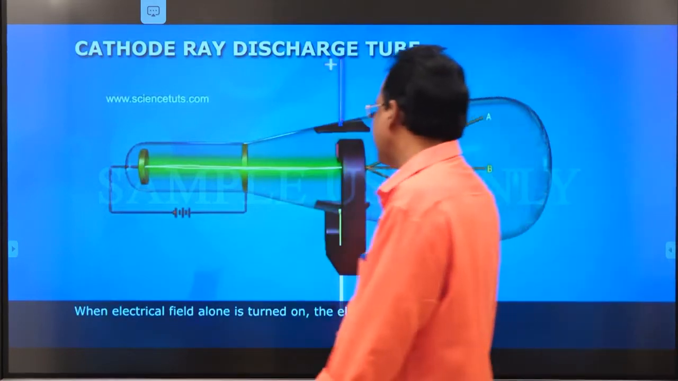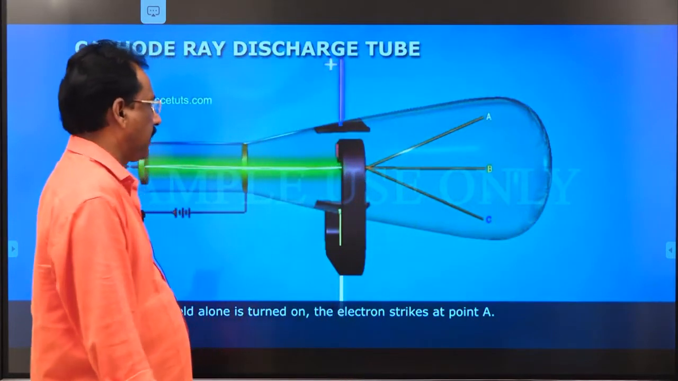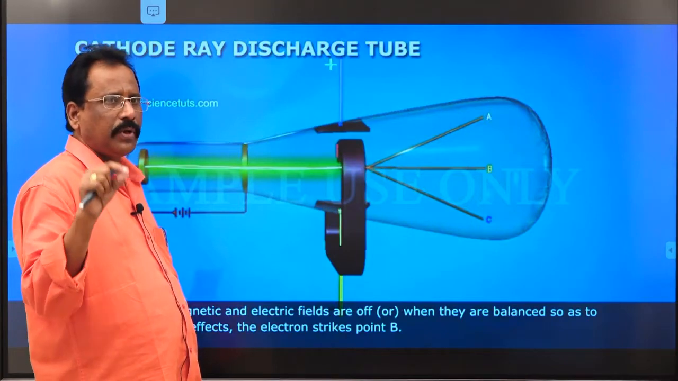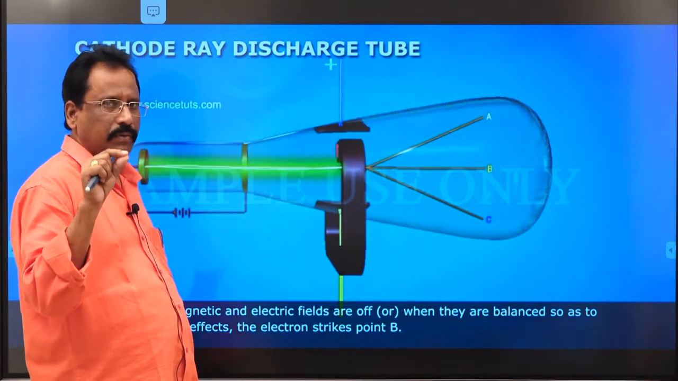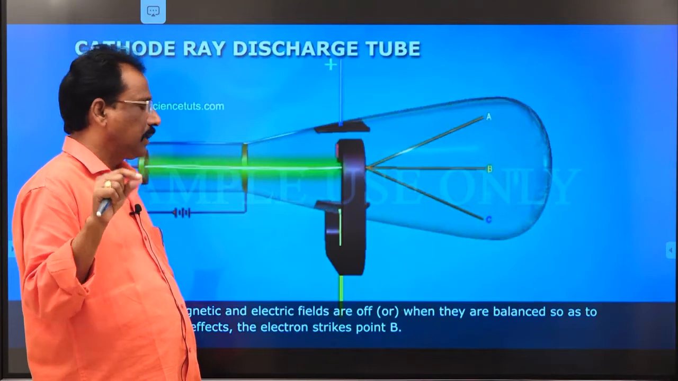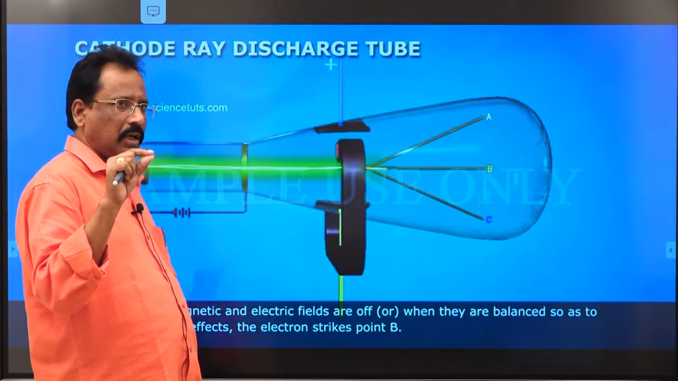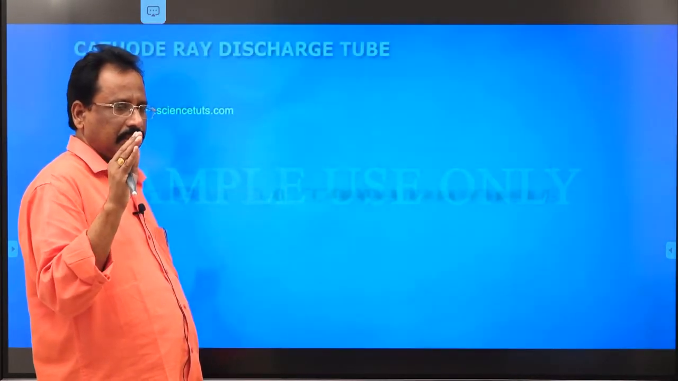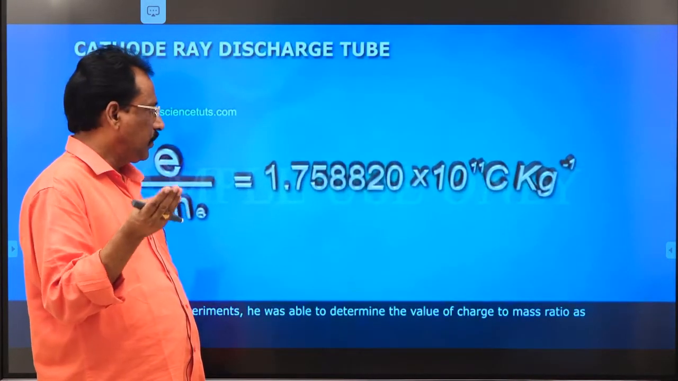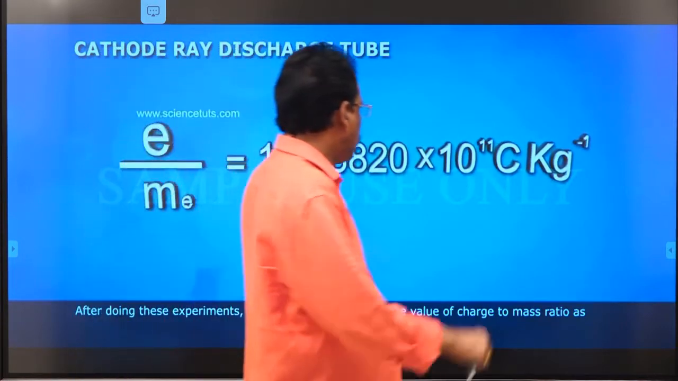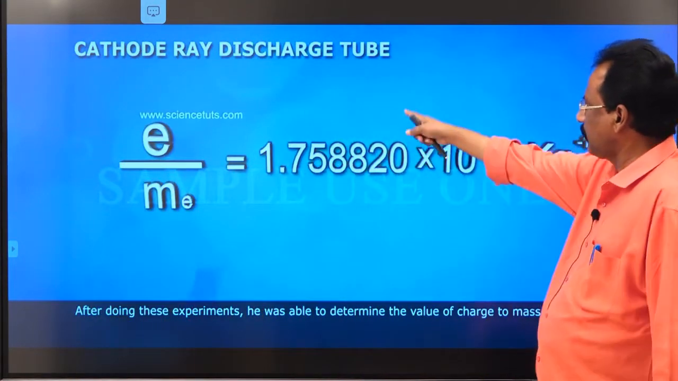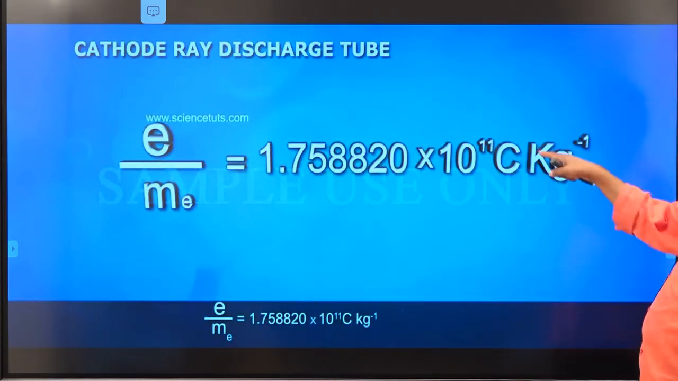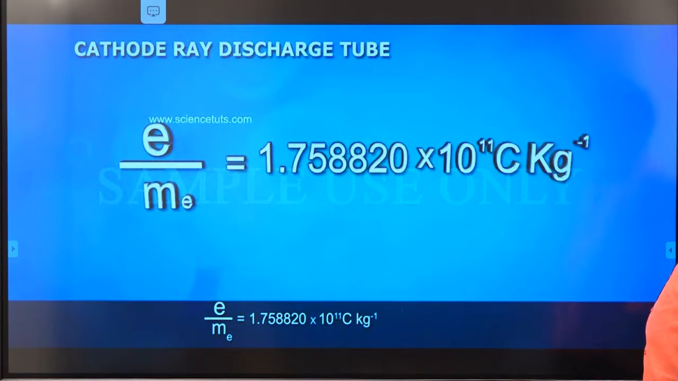According to him, its value is constant for all gases. That means the specific charge of the electron is uniform for all gases irrespective of the nature of the gas used in the discharge tube experiment or metals used as electrodes. If you change the metals which are used as electrodes, if you change the gas, whatever the nature of the gas, the specific charge of the electron is minus 1.76 into 10 power 11 coulomb per kilogram.